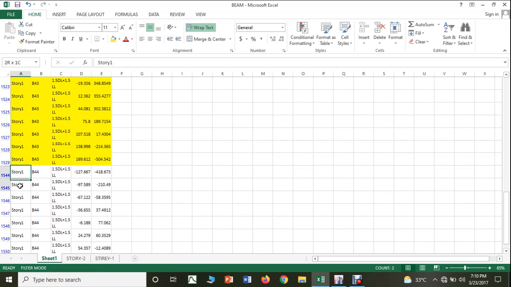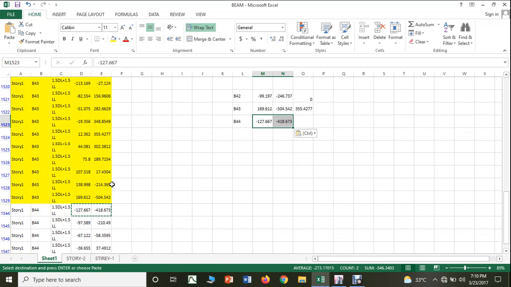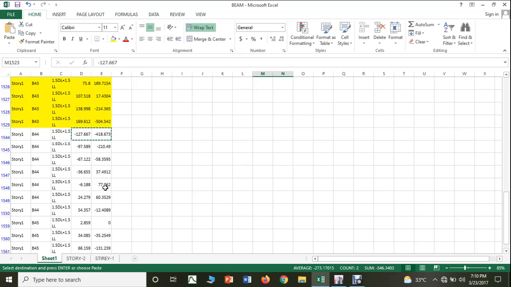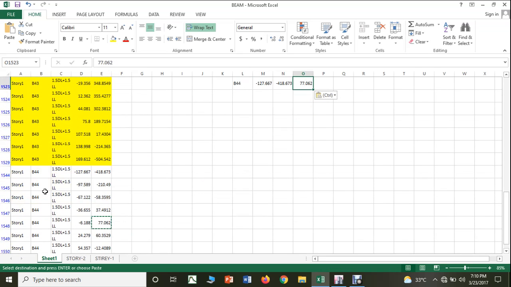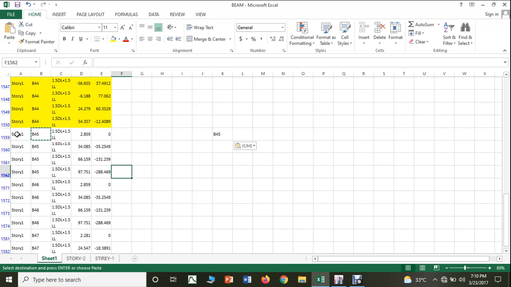Next you have is 44. Beam number 44. So you have entire this much, of which the highest negative shear and moment is this one, and the positive is 77. Okay, 44. So the next you can have 45. This is the highest one and corresponding will be 0.